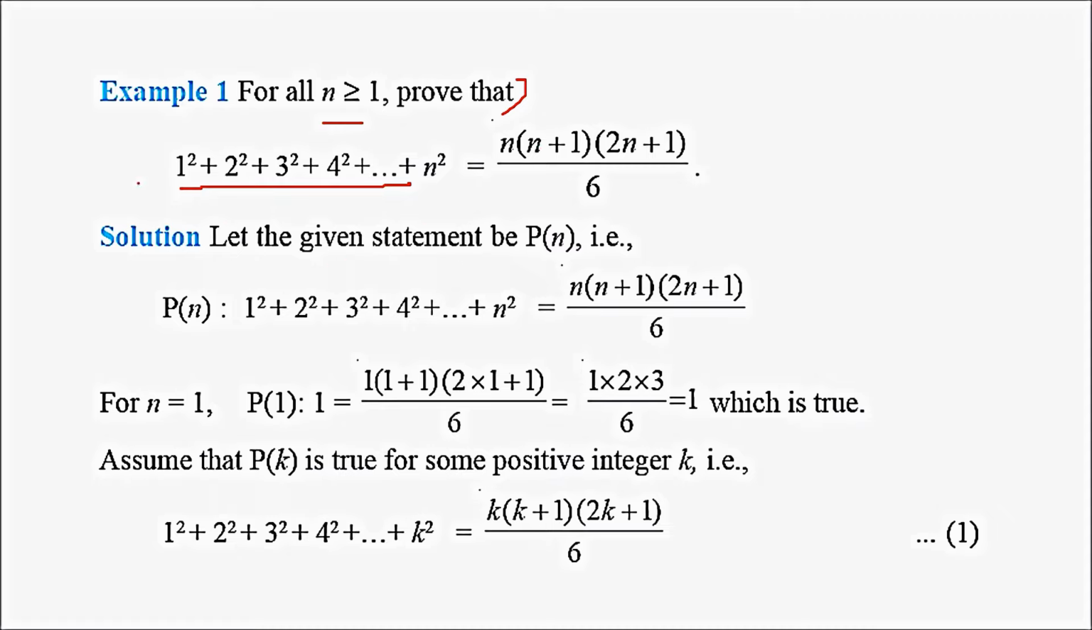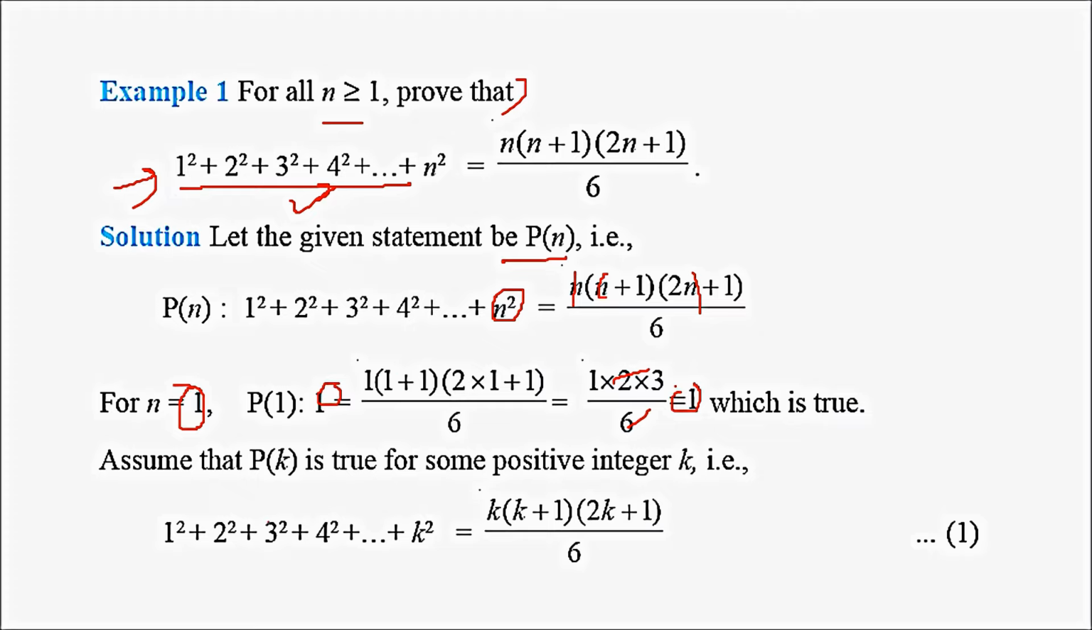Let the given statement be Pn; we assume it to be Pn, and this Pn is nothing but the equation or the expression being given. Let us try it for n equal to 1. This is the basic step. Let us put 1 here, so 1 squared, and you find that the answer would be 1. So the left hand side and right hand side become 1 for n equal to 1.